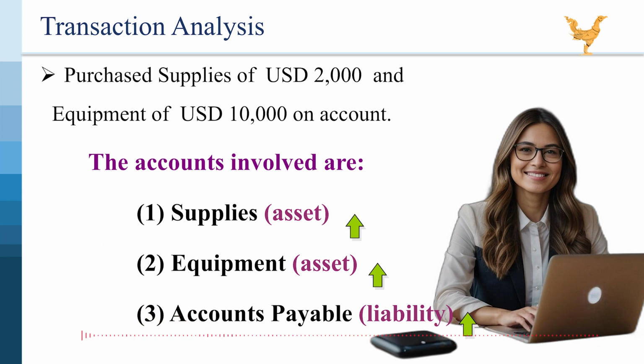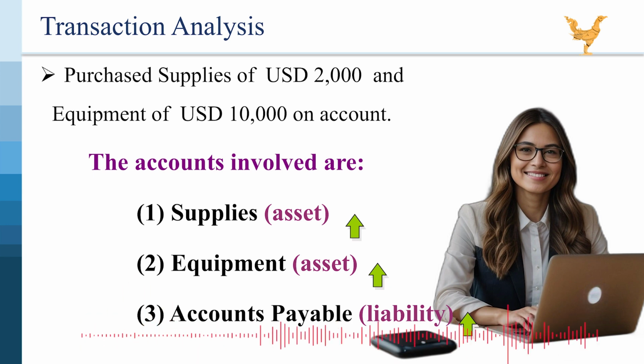Liabilities: accounts payable increases by $12,000. You owe the supplier money. Equity: no change in this transaction. Why does accounts payable increase? Accounts payable is a liability account. It tracks the money your company owes to others. Since you haven't paid for the supplies and equipment yet, your company now owes the supplier $12,000.